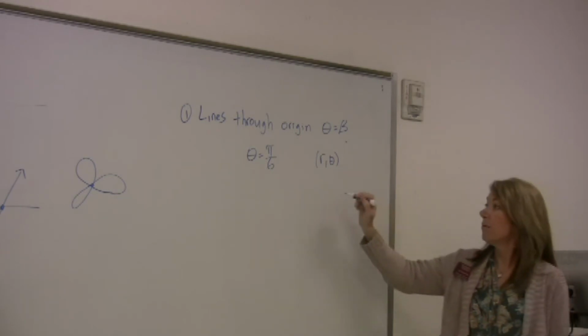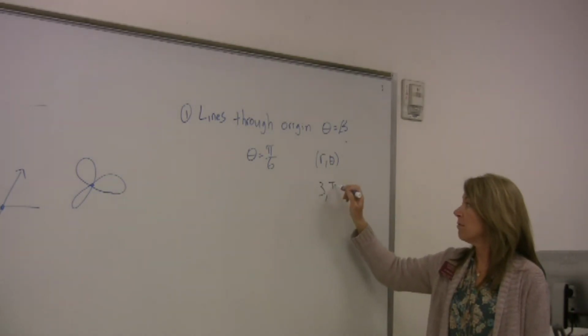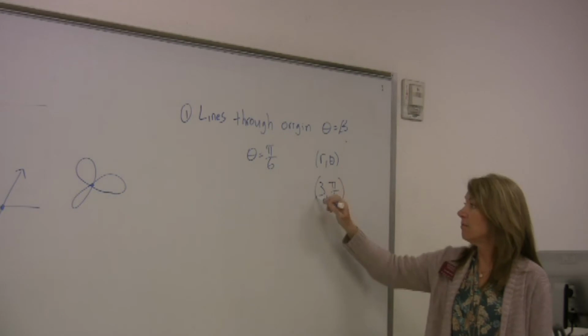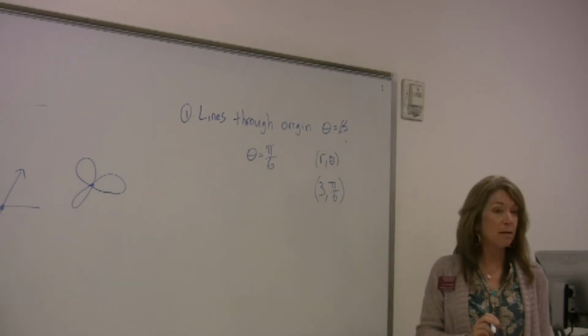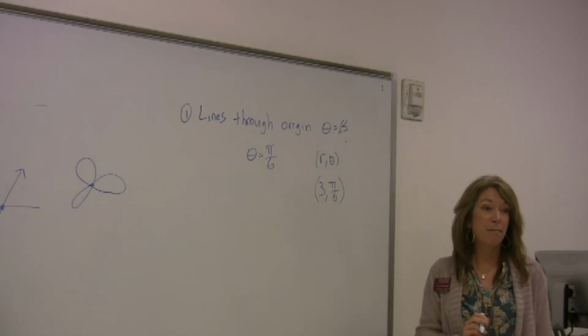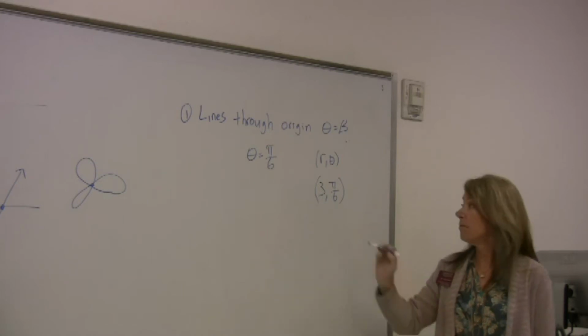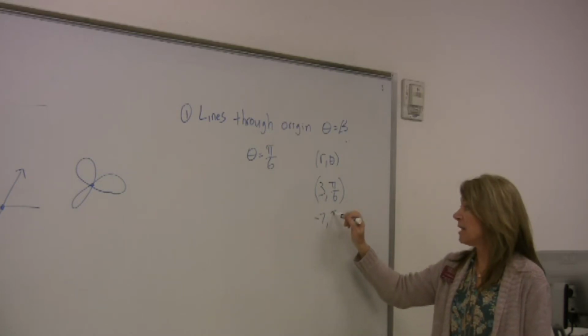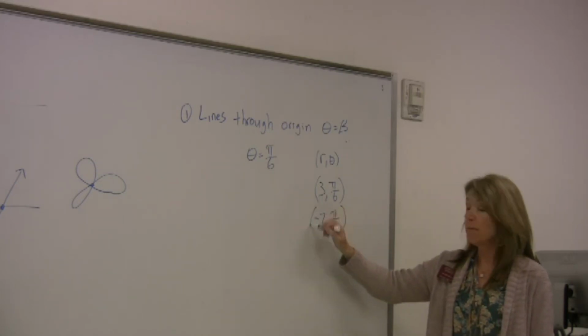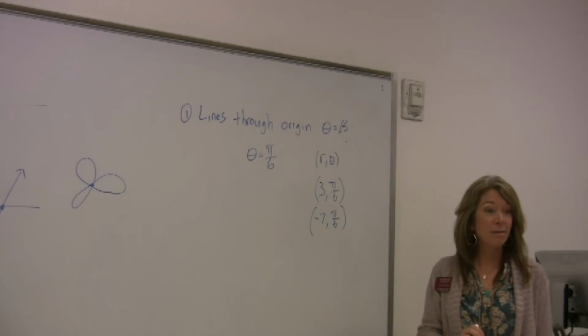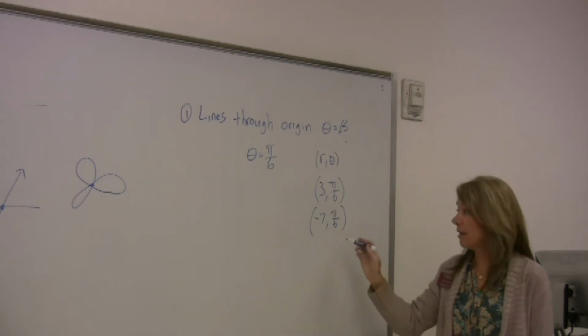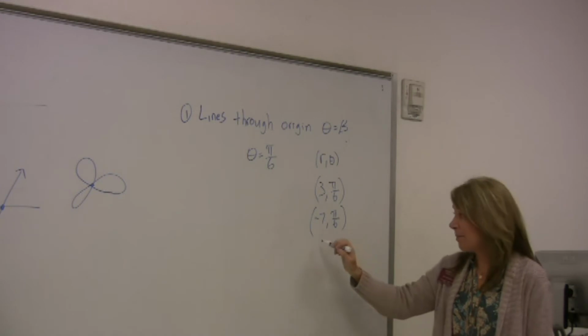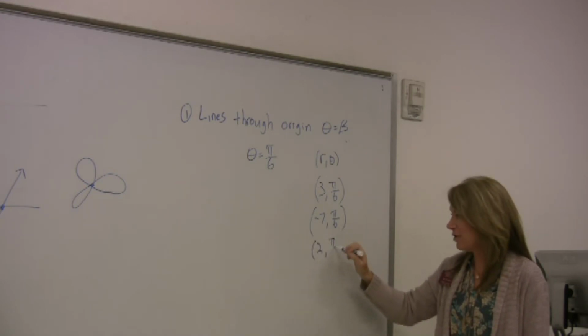3 and pi over 6. I like that one. Anything else? I just want you guys to make some up for me. -7 and pi over 6? 2? I need a theta. Oh, pi over 6, okay, good. Just making sure we all got that.